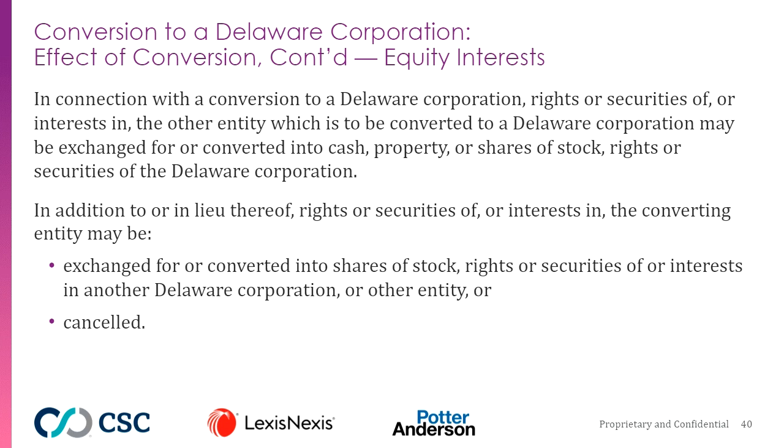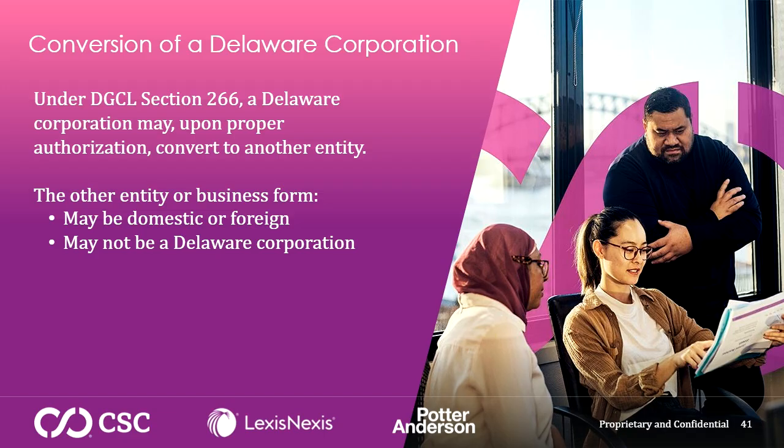Now, the next topic we're going to talk about is under 266. This is dealing with the Delaware corporation that's converting to another form of entity or to a different jurisdiction. So as noted on the slide here, and as we've discussed previously, of course, it can't be a Delaware corporation that you convert to. That does not work.